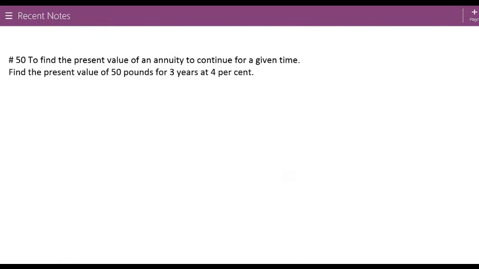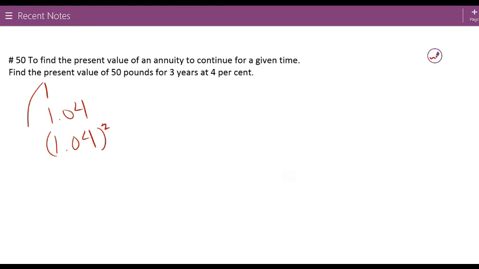All right, so section 50. To find the present value of an annuity to continue for a given time. Find the present value of £50 for 3 years at 4%. In this case, we're going to start in the same manner as before, by looking at it as if our annuity was £1. So our first year is £1, our second year is 1.04 pounds, and then our third year is 1.04 times 1.04, which is 1.04 squared.